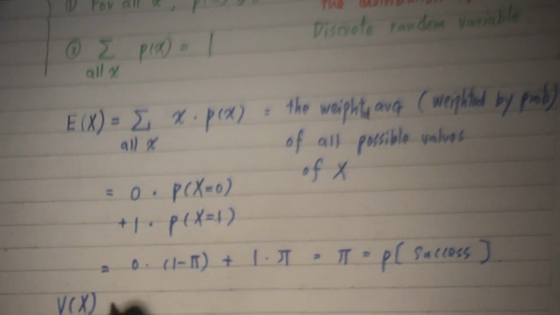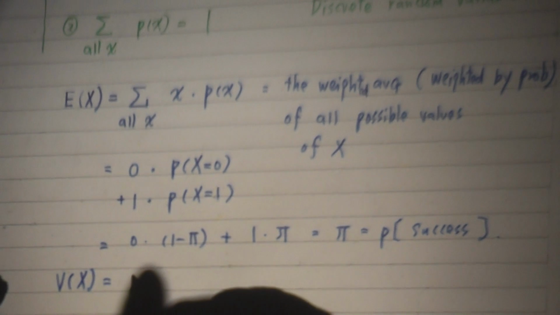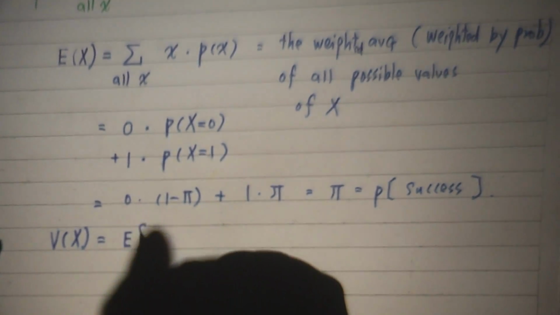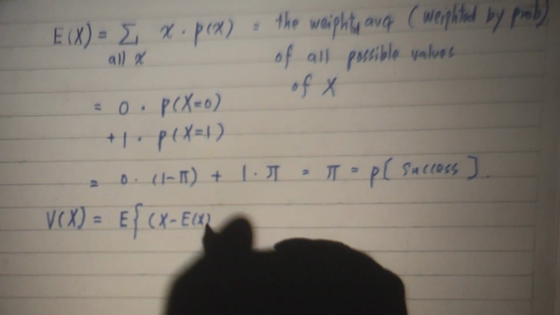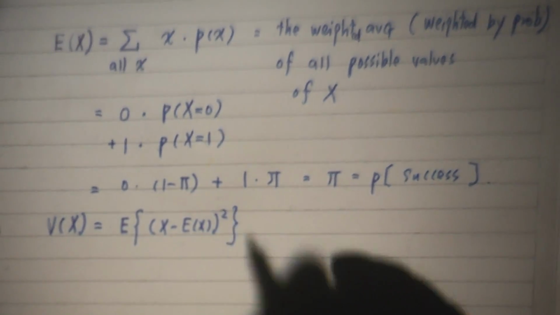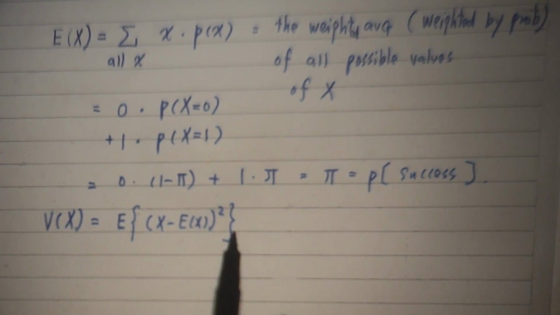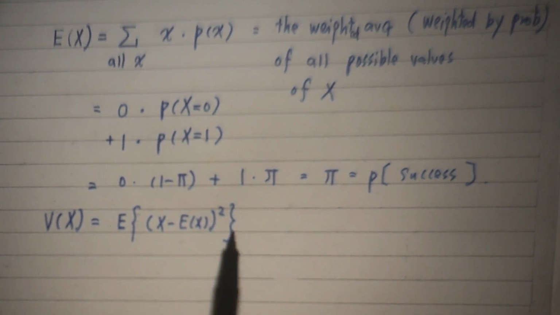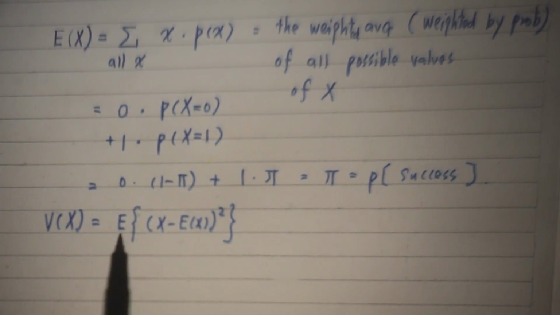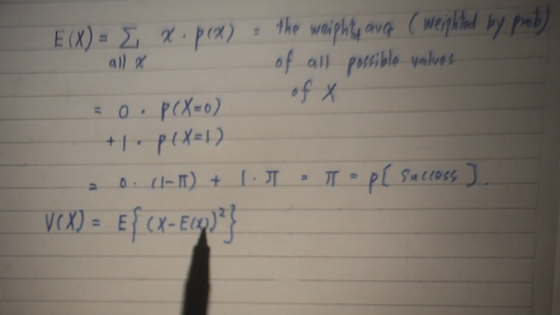Now, next one. Variance of x. Variance of x, by definition, is the expected value of x minus E[x], the whole thing squared. Okay? And you take the expected value. A very brief description: we can describe variance as the expected distance squared to the center. Center is measured by me.